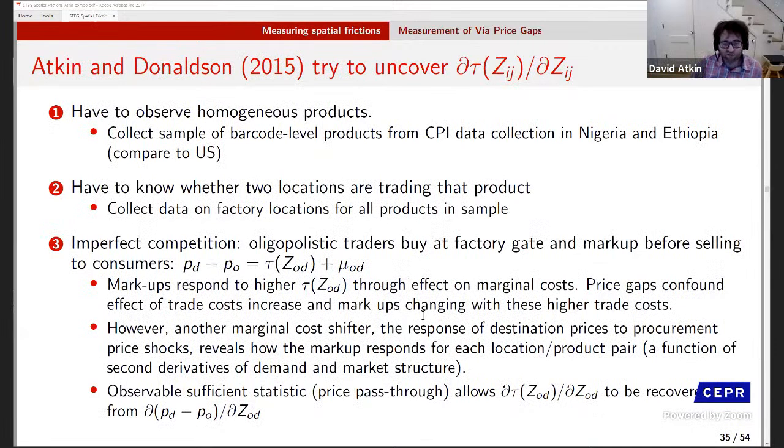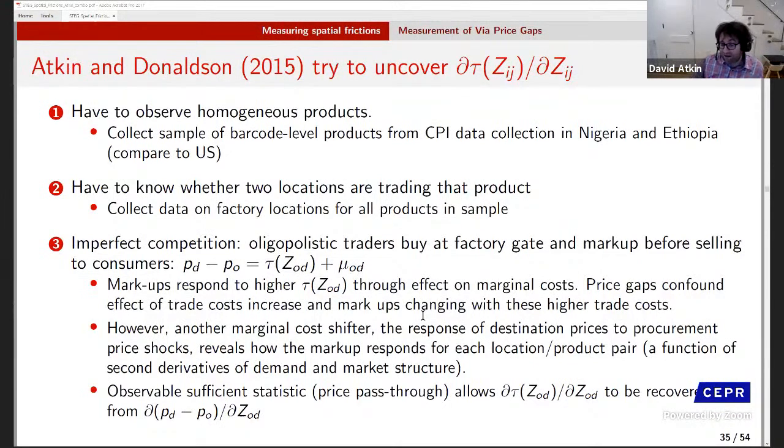And the logic is as follows. So if the markups are constant, then that's not going to be problematic. But what is going to be problematic is if these markups respond to higher trade costs, i.e. if markups are differential in more remote or more proximate locations to the origin. In general, they will be. And the reason they will be is that, other than in knife-edge cases, markups respond to marginal costs. Either markups are higher or markups are lower when marginal costs go up, depending on something called the superelasticity, the second derivative of the demand function.